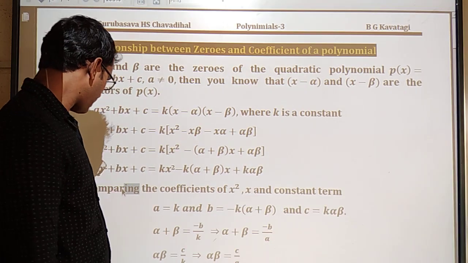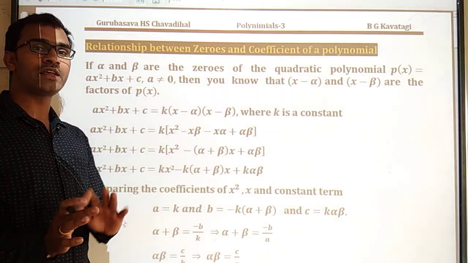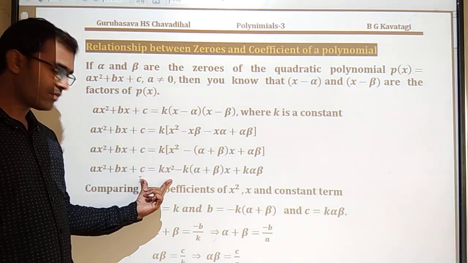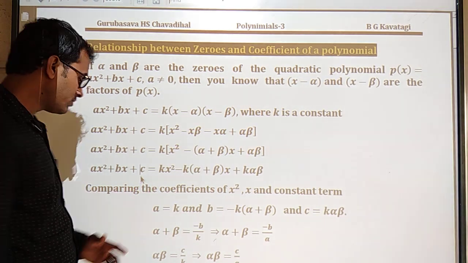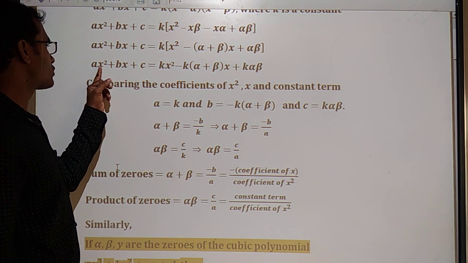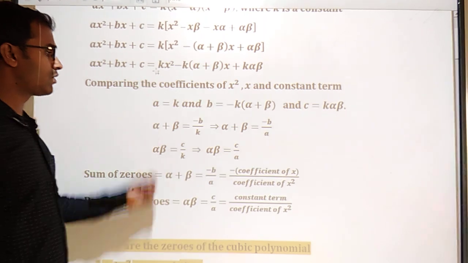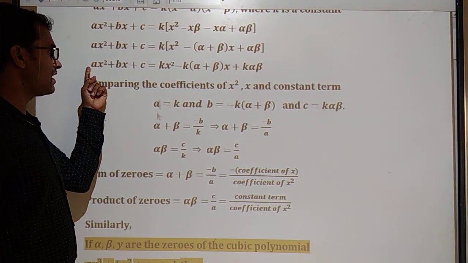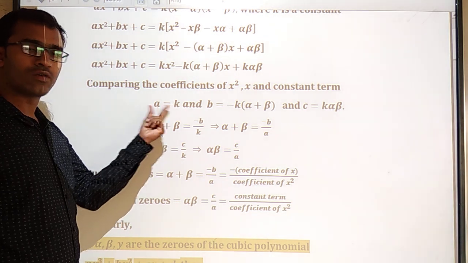Now comparing the coefficients of x square, x and the constant term in the above equation. Where the coefficient of x square on the left side is a, and the coefficient of x square on the right side is k, therefore a equals k, or k equals a.